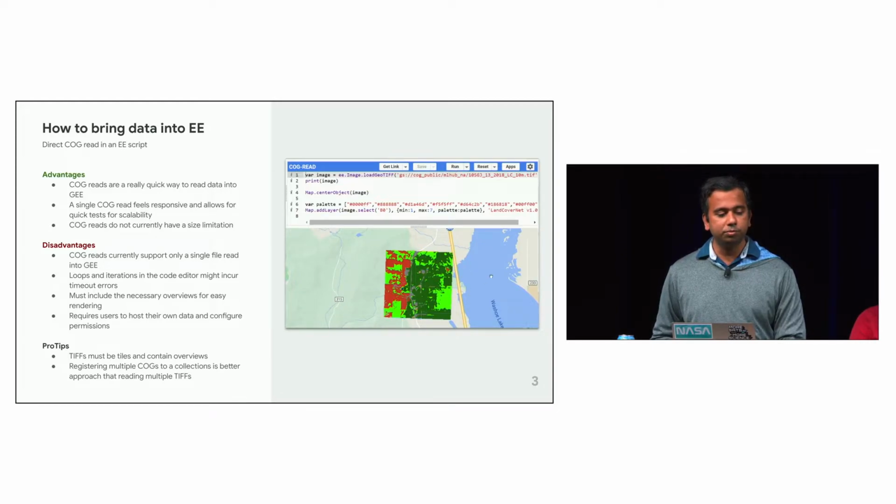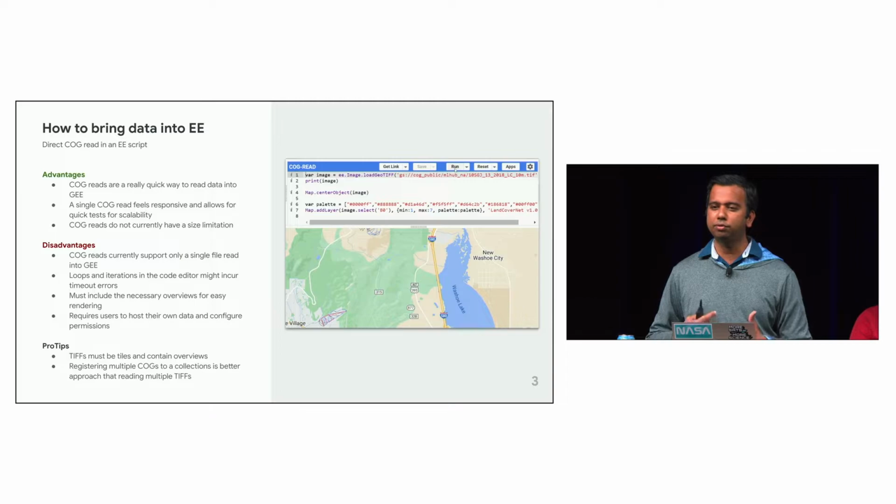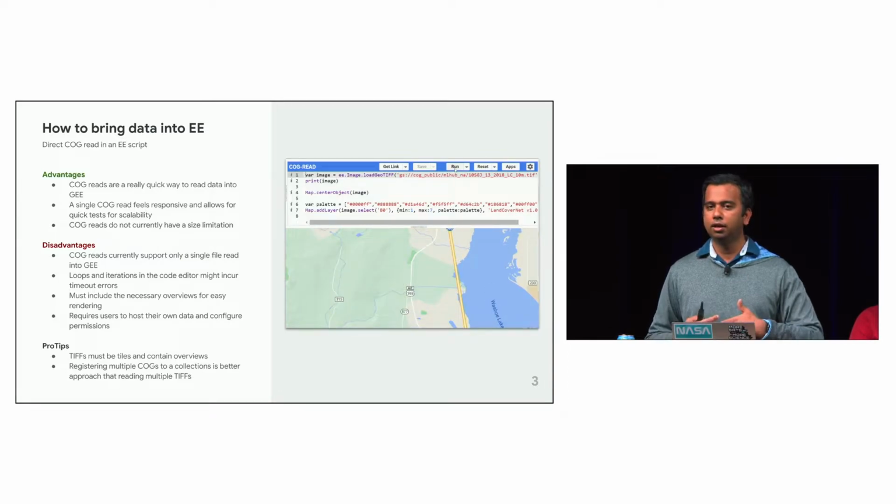And the pro tips would be that the TIFFs must be tiled and must contain overviews because it won't render properly in Earth Engine. Sometimes it'll give you a memory error or just throw an error that won't necessarily make sense to you. And the last one is that registering multiple COGs for a collection is a better approach than reading multiple TIFFs, which is the last option. In the script, the animation that's actually running is exactly what I'm going to show you.